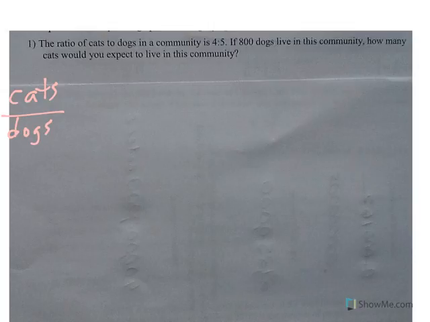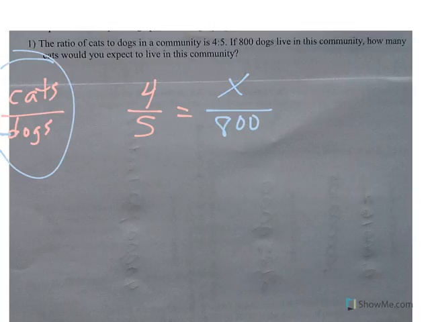Now it says cats to dogs is 4 to 5. So in terms of numbers, I have 4 to 5. That's half of my proportion. If 800 dogs live in the community, well, dogs I know go on the bottom, so 800 on the bottom, how many cats would you expect? Notice how I didn't read the whole thing first and then write it. I stopped as I had pieces that I could fill in. I'm big on labeling my pieces because I want to see exactly. Proportions are about staying consistent with your build.